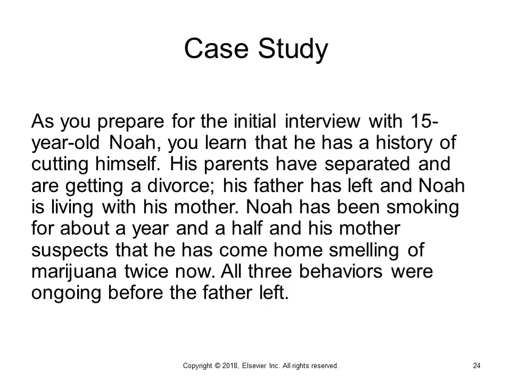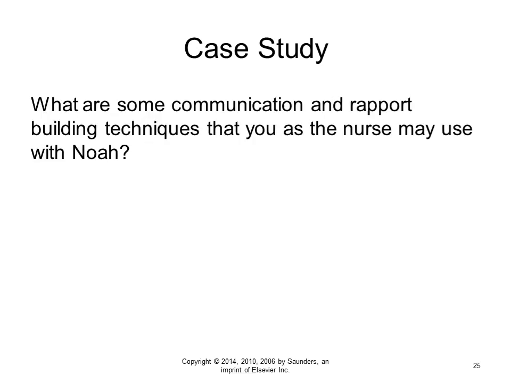So you prepare for the initial interview with 15-year-old Noah, and you learn that he has a history of cutting himself. His parents separated and are getting divorced. His father is left, and Noah's living with his mom. Noah has been smoking for about 1.5 years, and his mother suspects that he has come home smelling of marijuana twice. All 3 behaviors were ongoing before the father left. What are some communication and rapport building techniques that you as the nurse might use with Noah?